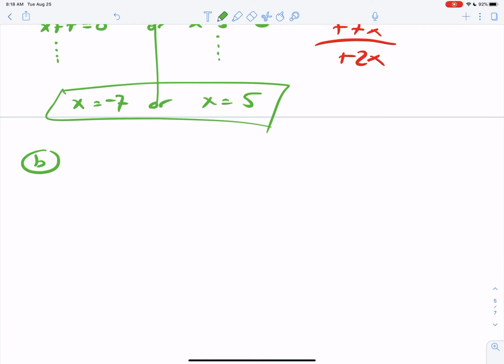Here's part B. Let's try this one here. You know what? Let this be the last one for the day, all right? Negative 4x squared minus 8x minus the 3 equals negative 3 minus 5x squared.